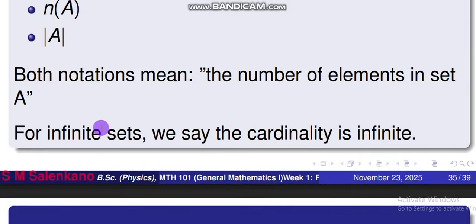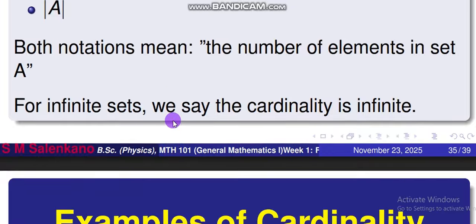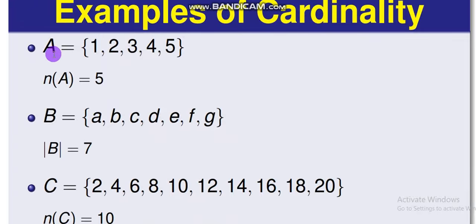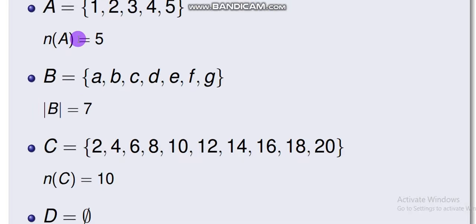For an infinite set, meaning the number of elements of the set has no limit, we say that the cardinality is infinite. Examples: A has elements 1, 2, 3, 4, 5. How many elements do you have? 5. So the cardinality of set A is 5. B has the elements 1, 2, 3, 4, 5, 6, 7. So the cardinality of set B is 7. Remember, I said you can either use this symbol or you can use it like this.